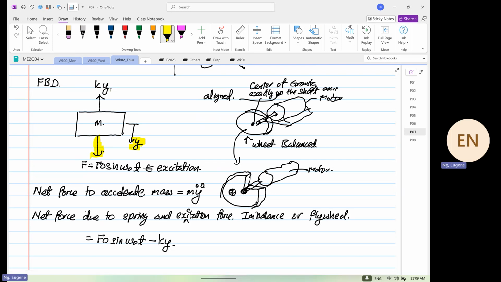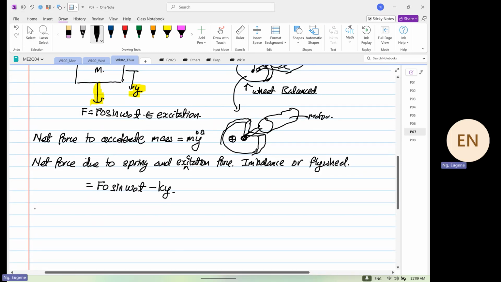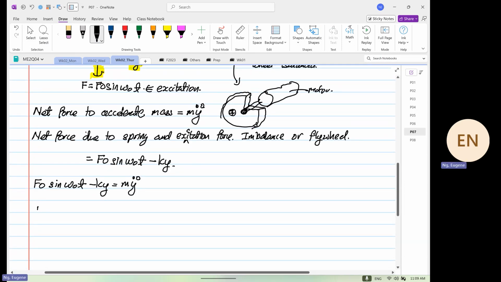And we know that Ky will always oppose the direction of the mass. So from here, we write down F naught sine omega naught t minus Ky, this is equal to m y double dot. And finally, this is m y double dot plus Ky, and this is F naught sine omega naught t.